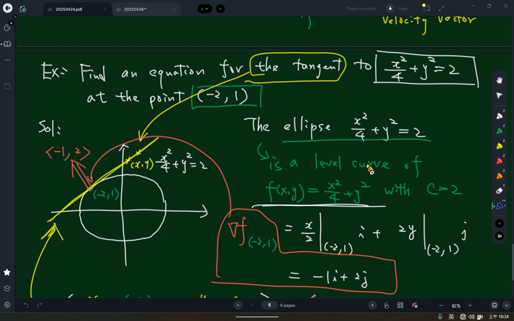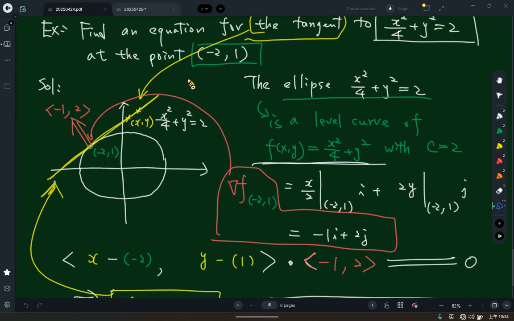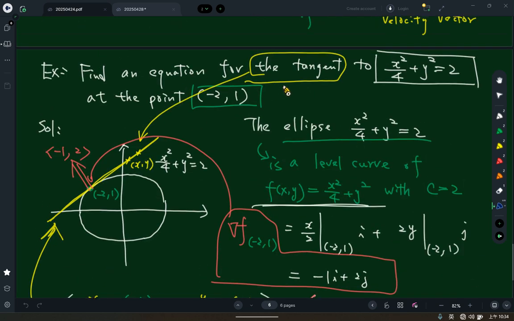example to you last week: can you find an equation for the tangent to this curve at the point -2, 1? So actually this is an ellipse, just like this one, right? Then I just ask you to get the tangent line which passes through -2, 1.